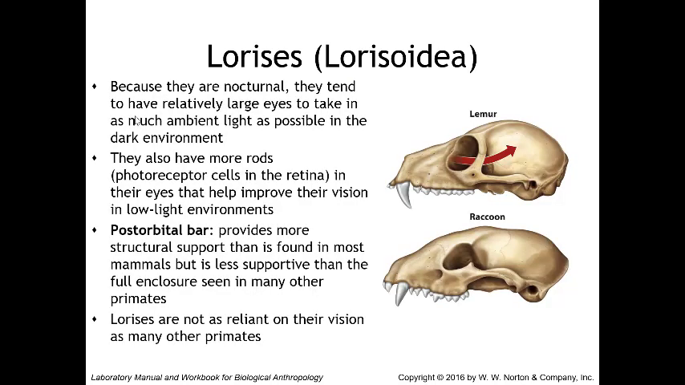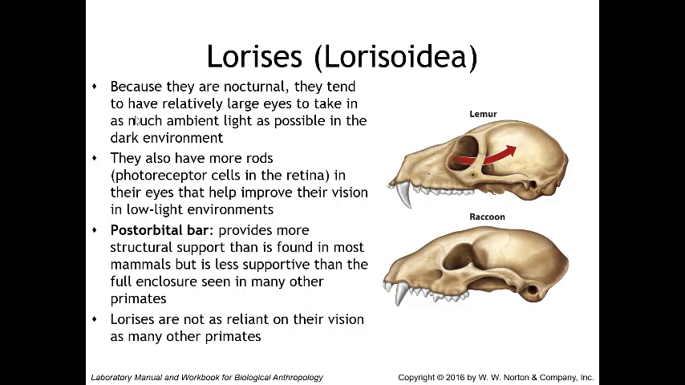Because they are nocturnal, they tend to have relatively large eyes, and those large eyes are there to take in as much ambient light as possible in their dark environments. They also have more rods, which are the photoreceptors in the retina, that help them improve their vision in low light environments. So in our eyes, we have receptors called rods and cones. Rods deal with light, and then the cones deal with color vision. So Lorises have more rods in their retina to help with the low light environments.